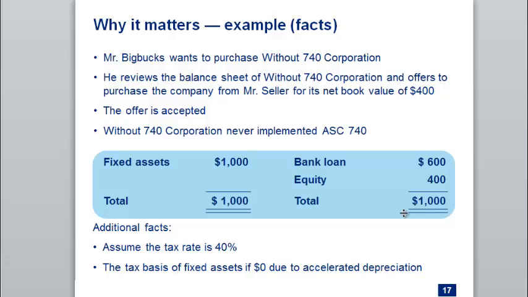Right? If you assume that the value of the fixed assets was also 1,000, then you would think I should pay $400 for this company. If the value of the assets is 1,000, they owe a bank 600, then in theory you should pay $400 for this company. So the additional facts at the bottom are the tax rate's 40% and the tax basis in the assets is 0. Okay?